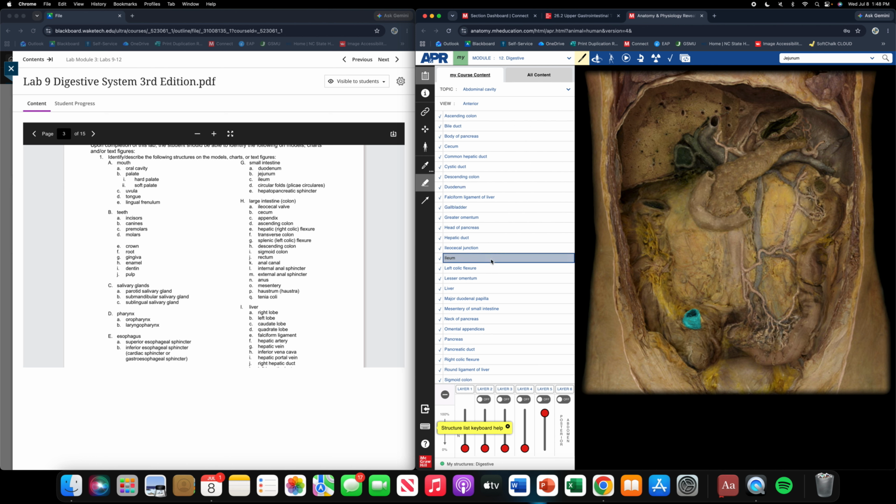We also have the ileum in that image, and you can see just the distal part of the ileum here where it connects into the large intestine. And so that would be a nice one for us to use there.